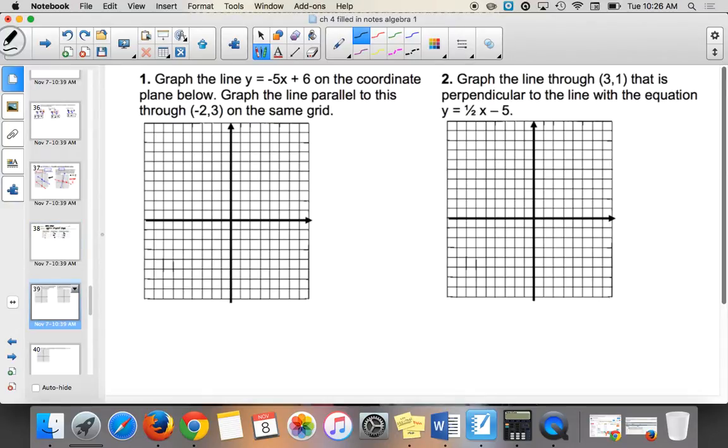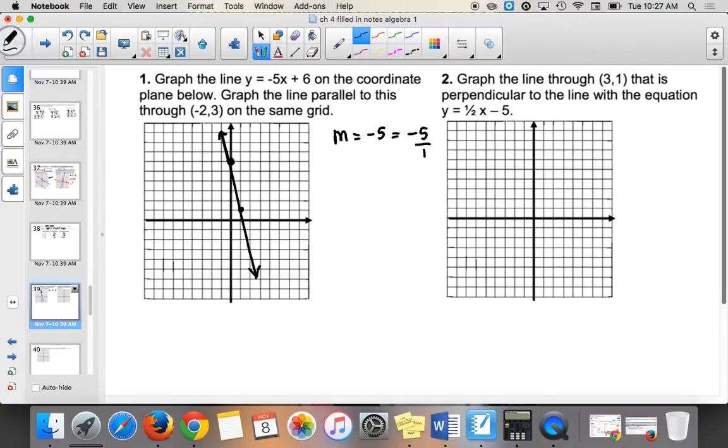So it says graph the line y equals negative 5x plus 6 on the coordinate plane below. So again, starting point 6. So start up at 1, 2, 3, 4, 5, 6. My slope is negative 5. So negative 5, I go down 1, 2, 3, 4, 5 over to the right 1. So that way it's going downwards in the end like I want. Okay, you can draw this in. How do you know how to go over 1? I know the slope is negative 5, so it's the same as negative 5 over 1, like that. Okay.